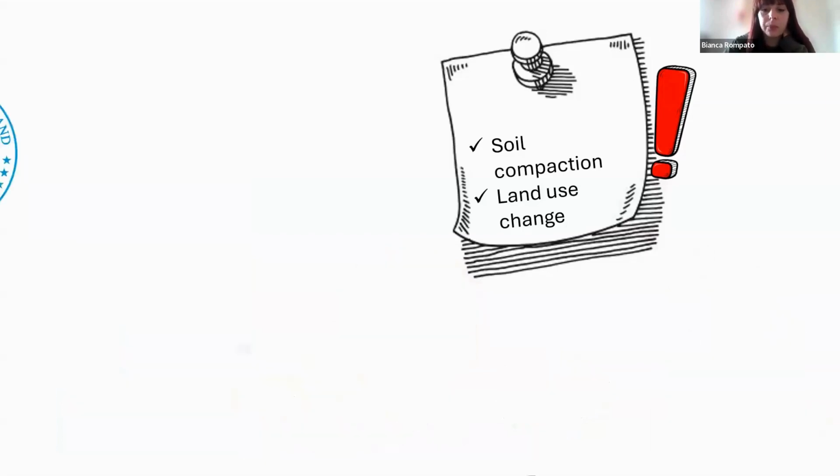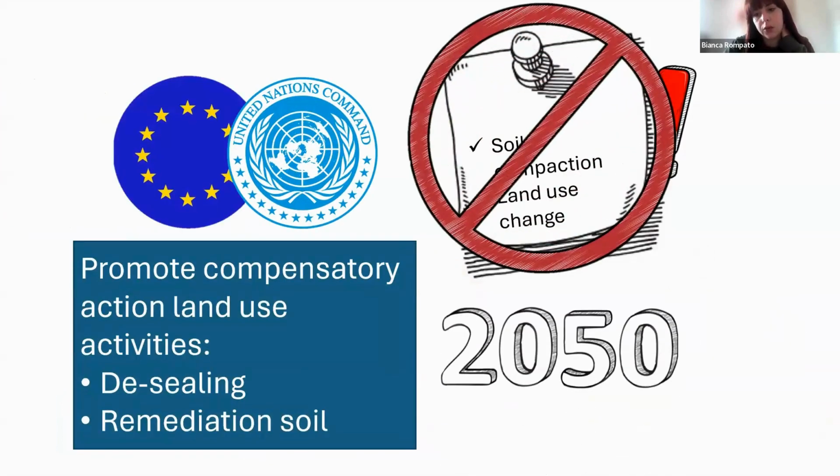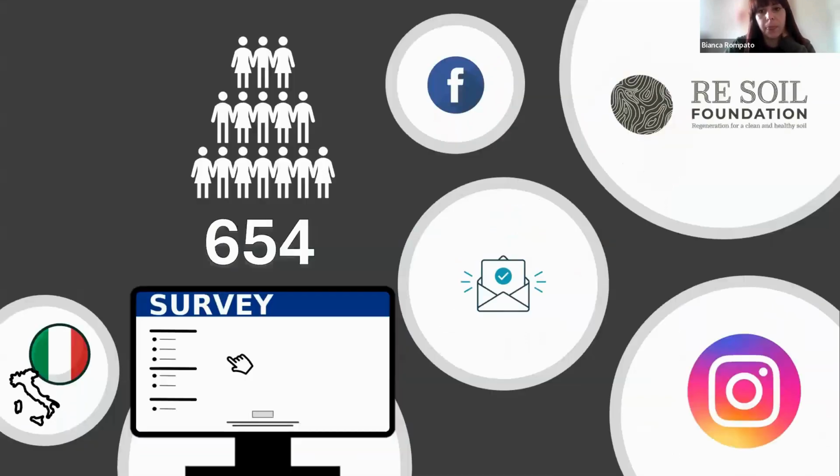In this regard, both Europe and the United Nations have shown their intention to stop land consumption by 2050, promoting land use compensation action called No Net Land Take, including the unsealing and restoration of degraded soil.